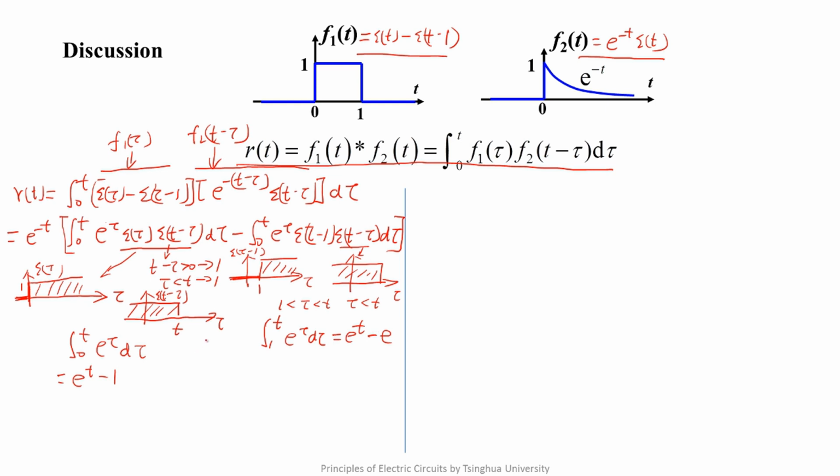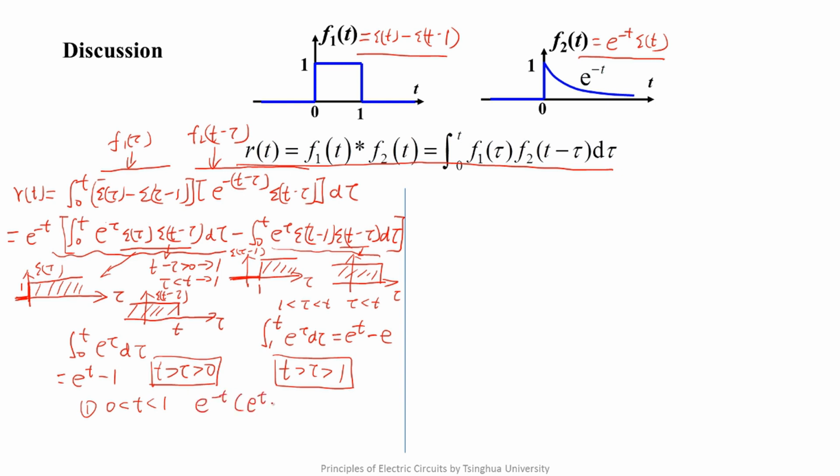Next, we combine the two items together. The existence condition of the first item is that t is greater than τ and then greater than 0. The existence condition of the second item is that t is greater than τ and then greater than 1. So the result is divided into two parts. In the first part, 0 is less than t and less than 1. It only contains the left item. It equals e to the power of minus t times (e to the power of t minus 1), which equals 1 minus e to the power of minus t.